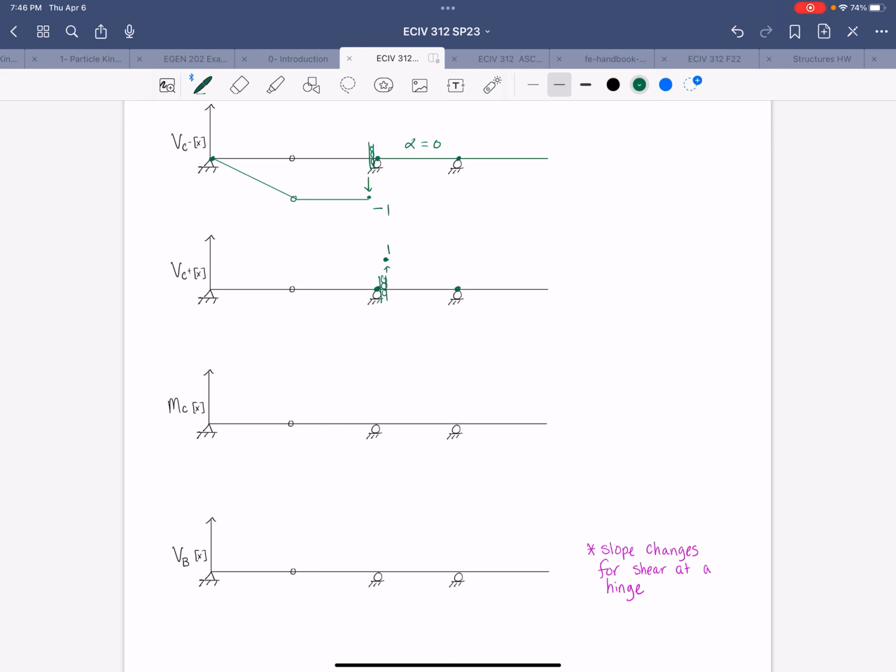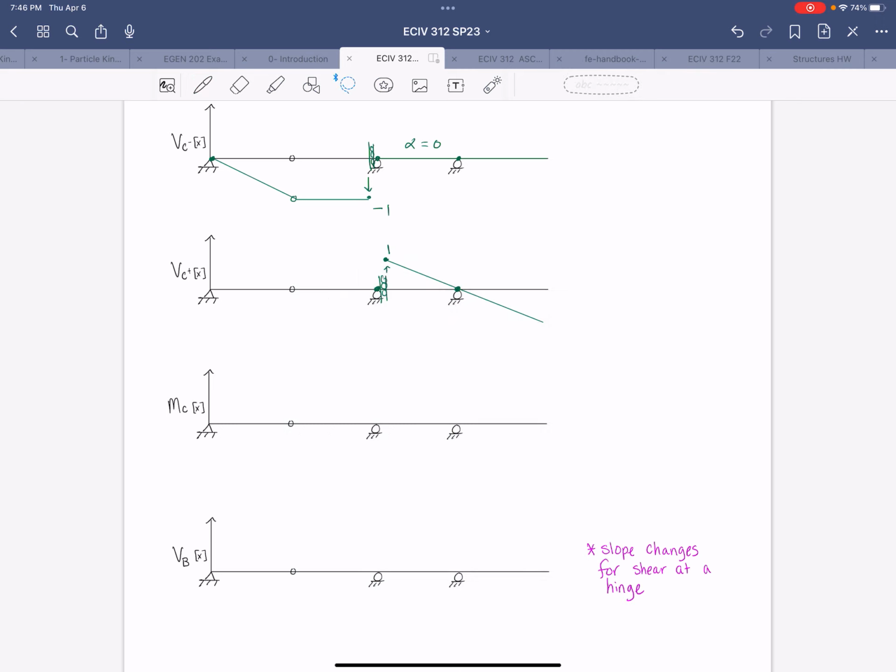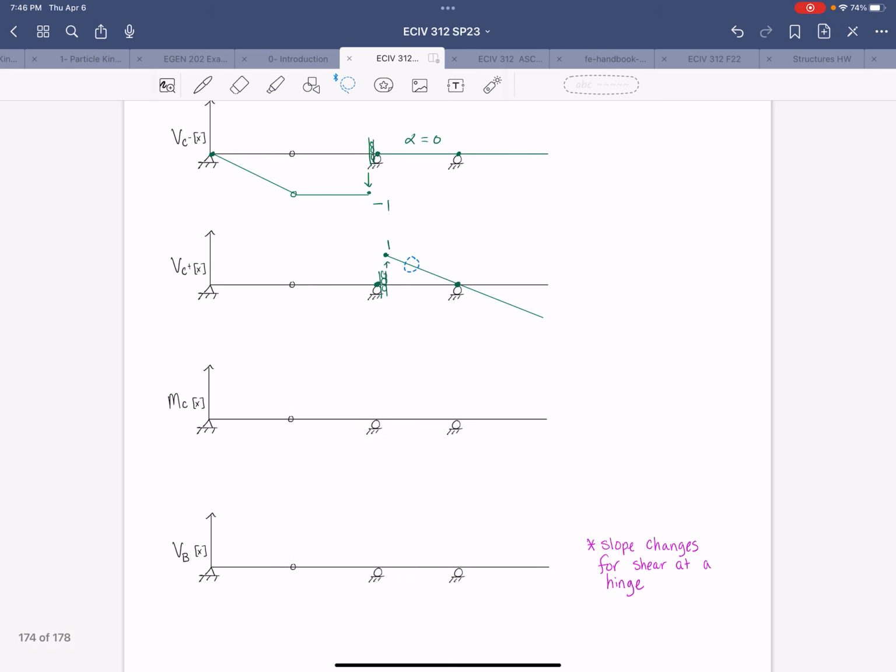So on the right side of the cut, we just have one support condition to meet. So we can draw a straight line with a negative slope. And then on the other side, we have to match the slope. That's not what I wanted to do. Copy, paste. There we go. So we match the slope, but only to the hinge. At the hinge, the slope will change. And all of our support conditions are met.